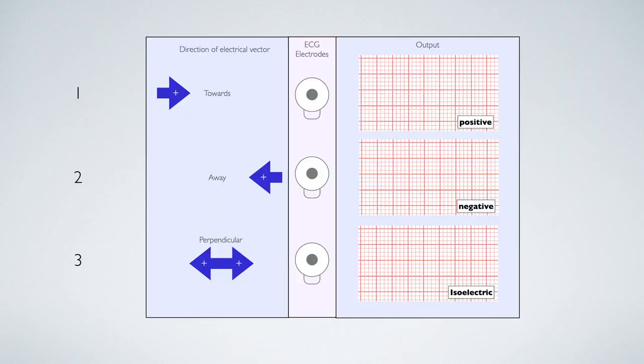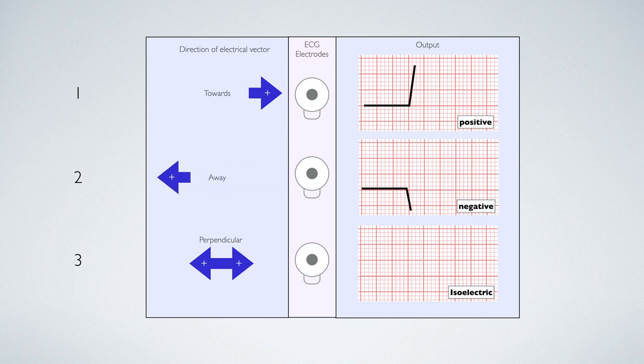Electrodes record the net movement of the heart's electrical activity, and the term vector can be used to describe the direction in which the electrical activity flows. A vector moving towards the electrode will produce a positive deflection in the ECG trace. A vector moving away from the electrode will have a negative deflection, and a vector neither moving towards or away from the electrode will produce an isoelectric line, meaning that the trace is neither positive or negative.